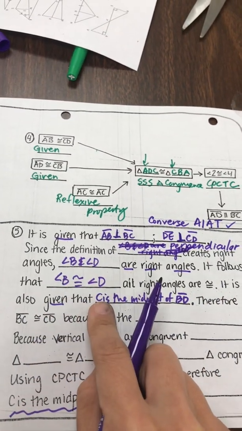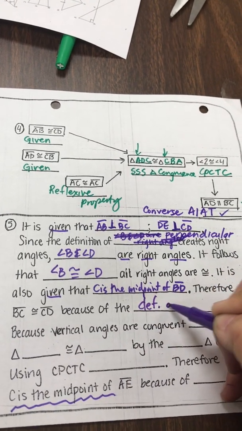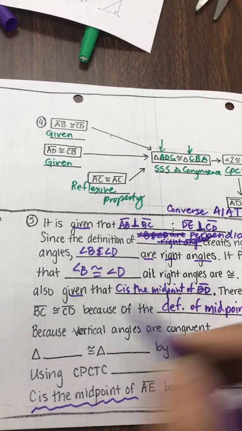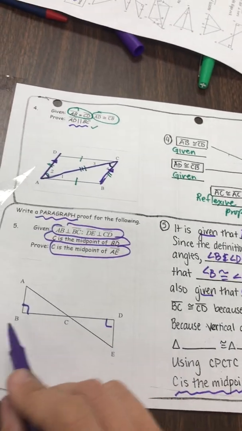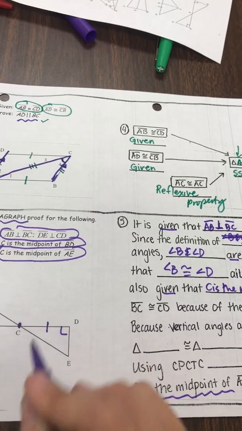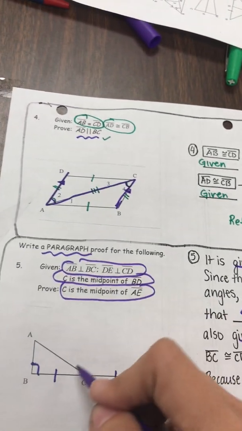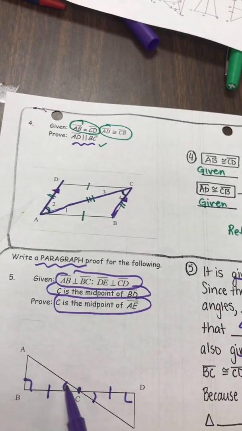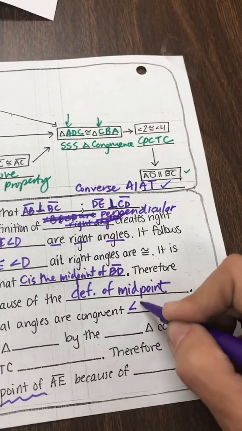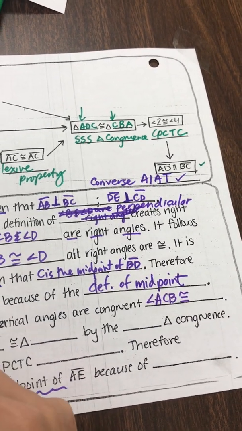Now, it's also given that C is the midpoint. So we have to define that. The definition of midpoint would say that the left and the right are equal. So if this is in fact in the middle, then we know this has to equal that. Now it says because of vertical angles, okay, so we have to identify the vertical angles. So that would be angle ACB, that's this angle, would need to be congruent to angle ECD.